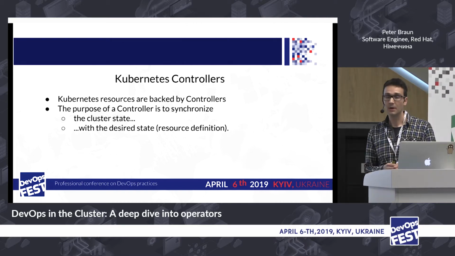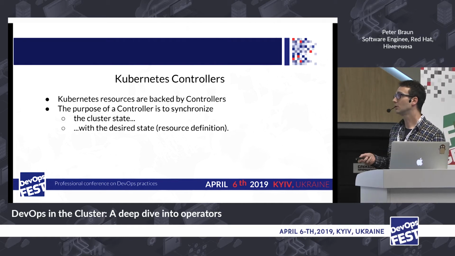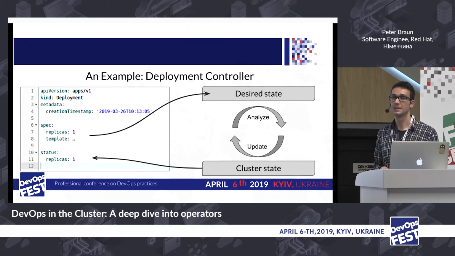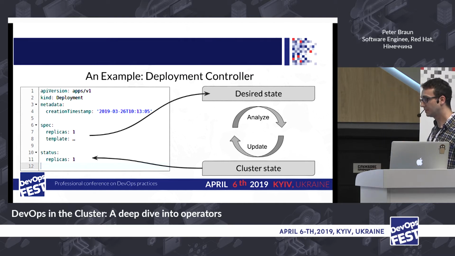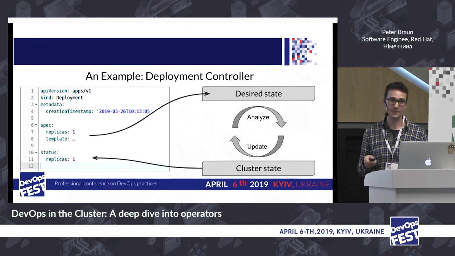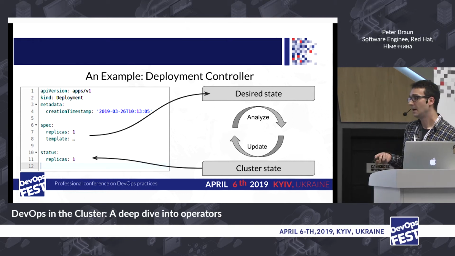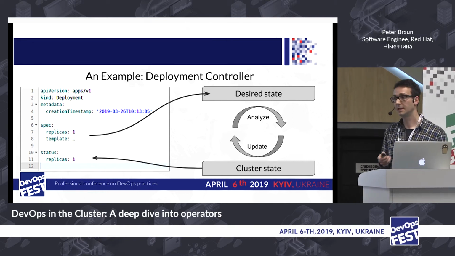Kubernetes resources are backed by controllers. The purpose of a controller is to synchronize the cluster state with the desired state. The desired state is what's in your resource spec. So for example, let's look at a deployment. Deployments in Kubernetes manage a number of pods. And deployments guarantee that there's always a certain number of replicas of your pods in existence.